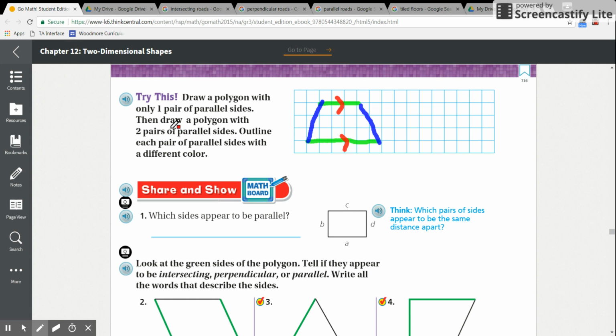For my second one, I want to draw a polygon with 2 pairs of parallel sides. Now my left side has to be parallel to my right side, and my top has to be parallel to my bottom. So what I'm going to make here is a rectangle. You also could have made a square. As you can see there, the top and bottom are parallel, and the left and right are parallel.